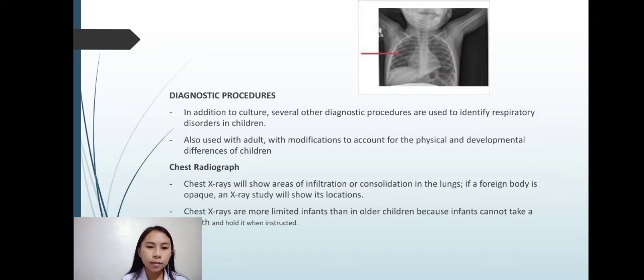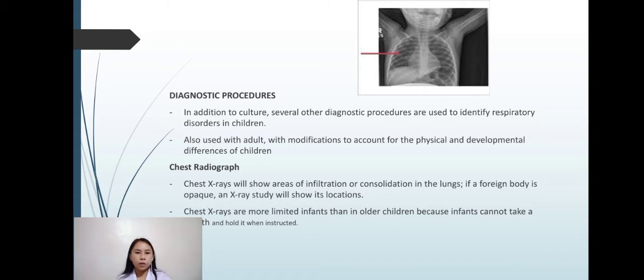So the next diagnostic procedure. In addition to culture, several other diagnostic procedures are used to identify respiratory disorders in children. They are also used with adults, with modifications to account for the physical and developmental differences of children.